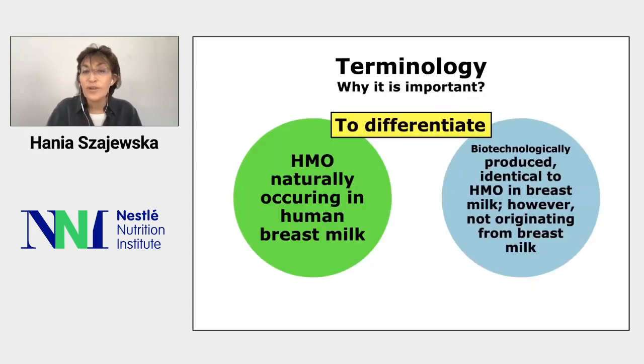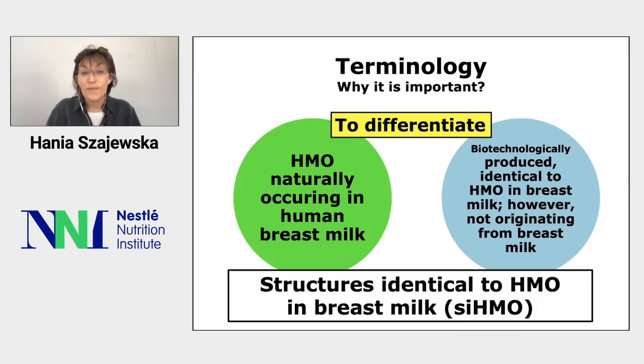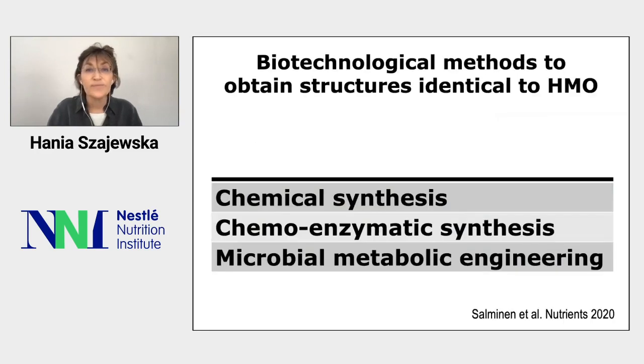And why I think it's so important is because I think it's really important to differentiate HMOs which are naturally occurring in human breast milk from those which are biotechnologically produced, which are identical to HMOs in breast milk, however not originating from breast milk. And therefore, at least for the purposes of this presentation, I propose the term structures identical to HMOs in breast milk. But as I said, there is no agreement, no consensus, and perhaps other people will come up with better terms.